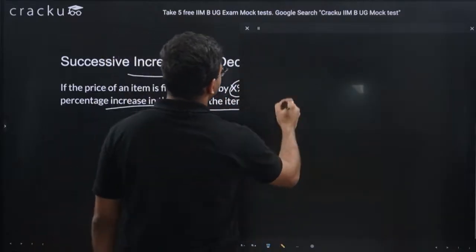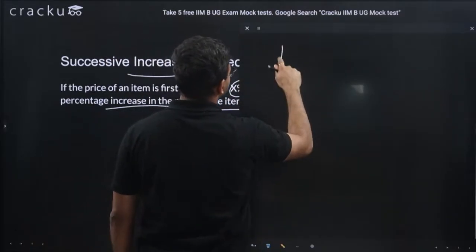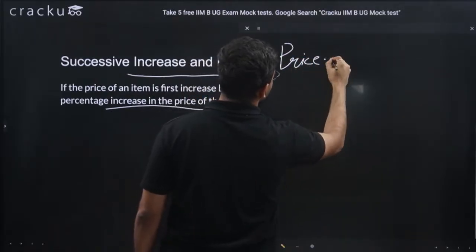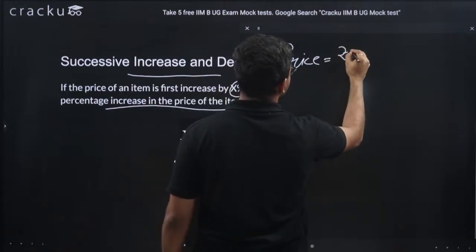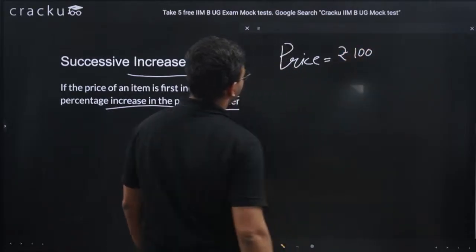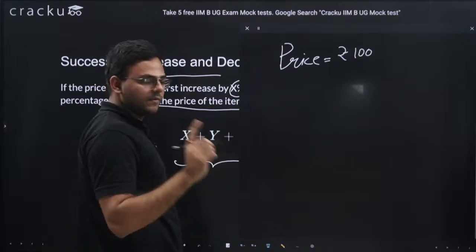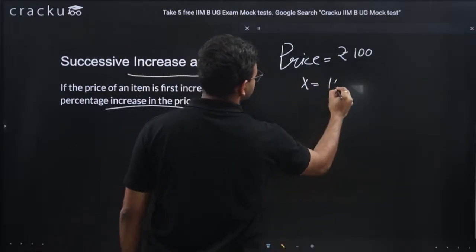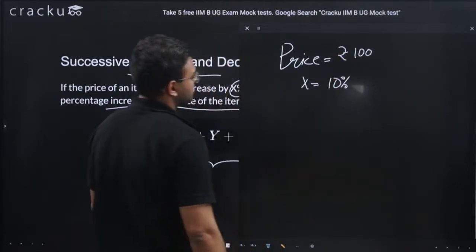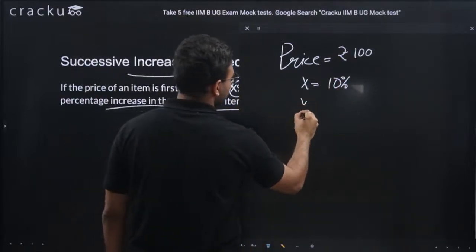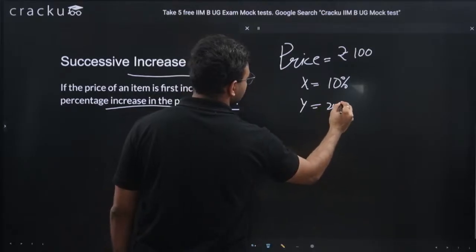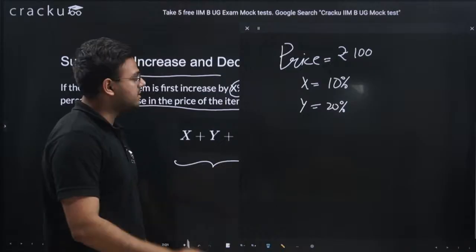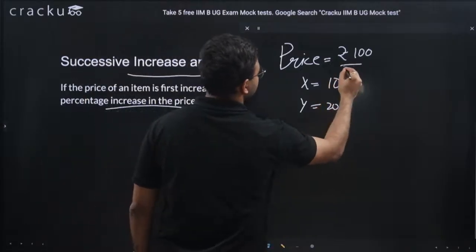So let's say the price of an item is rupees 100. First, there is an increase of 10%, and then there is again an increase of 20%. The price of the item is rupees 100.